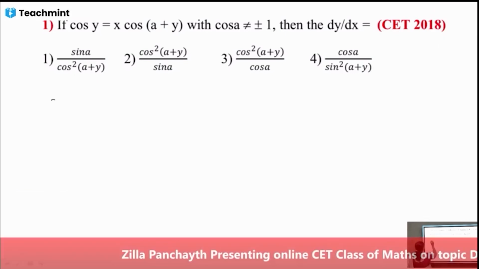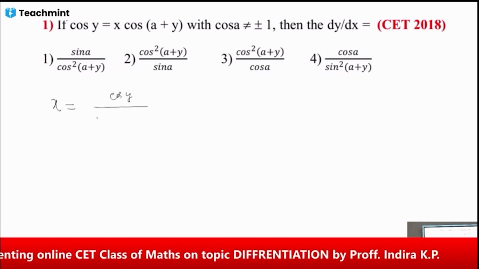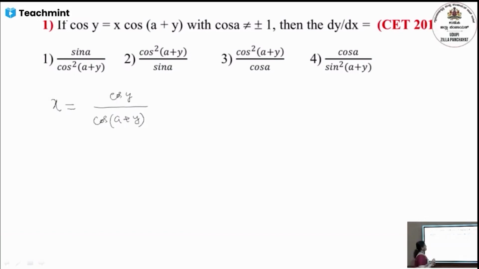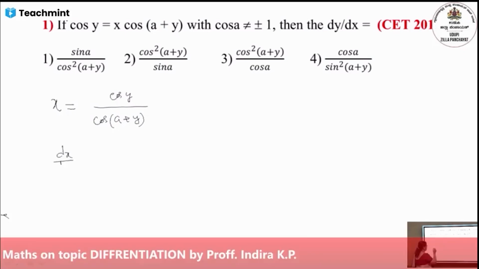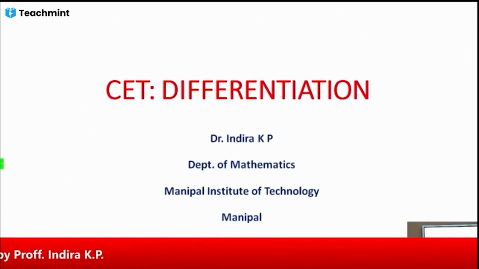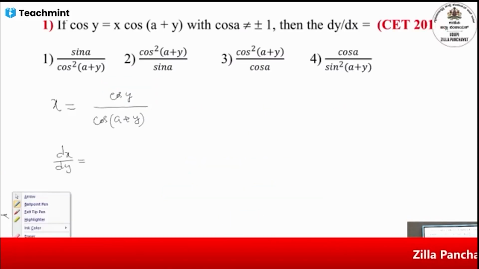You try to get an expression for x. What is x? X is cos y divided by cos of a plus y. I am assuming that you are writing along with me. Please do that. So we will find dx by dy. That means we are differentiating x with respect to y. So what is the derivative of x with respect to y?